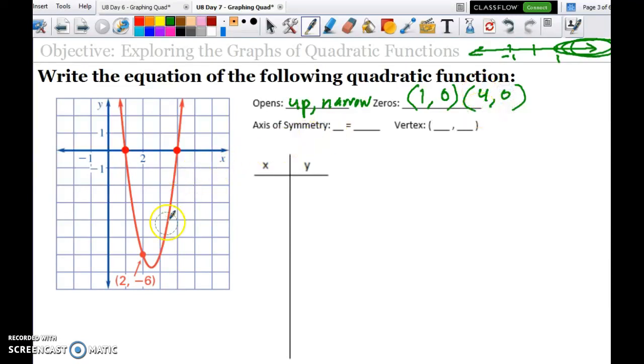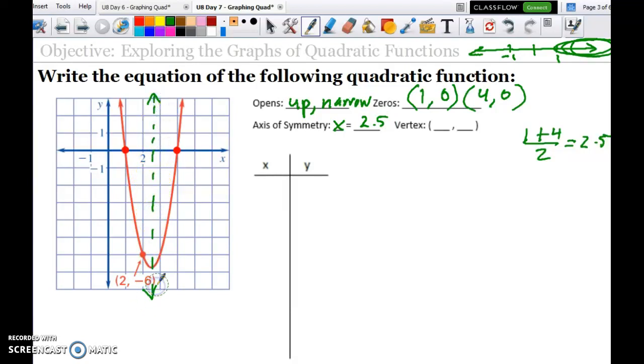Okay. The axis of symmetry should be in the middle of those. So if I average those, 1 plus 4 divided by 2, my axis of symmetry should be at 2.5. So x equals 2.5 is my axis of symmetry, which looks right. Let's draw that up.